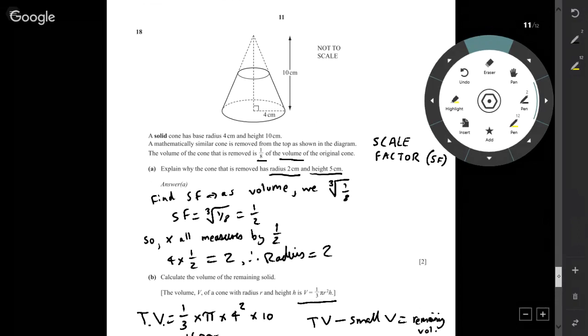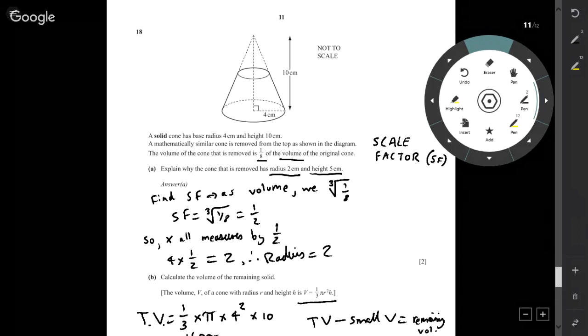So scale factor. As it's volume, we're going to cube root this, which is the volume. It's 1/8 of that. So we just take that, we cube root it, and we find the scale factor is 1/2. Now we know that the scale factor is 1/2, we just times the larger measurements by 1/2. And that will make us find out the measurements for this smaller cone.